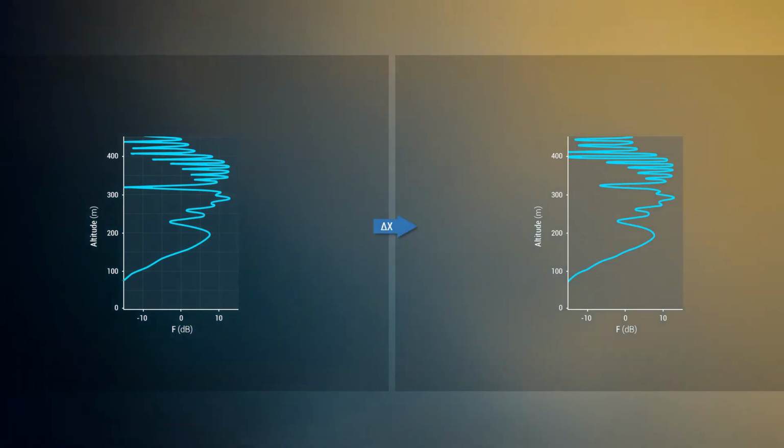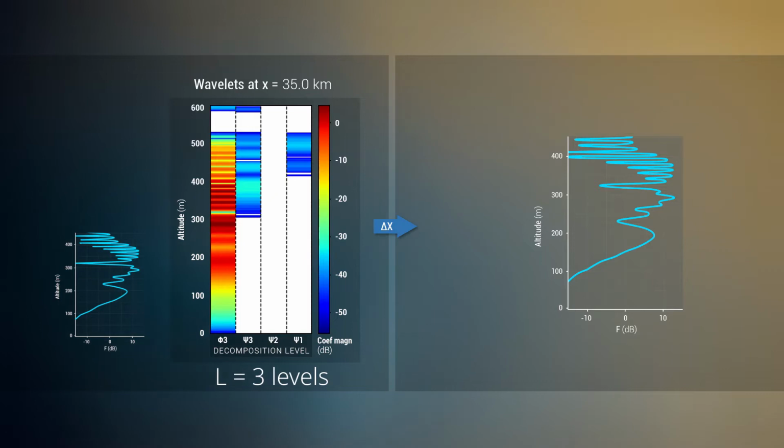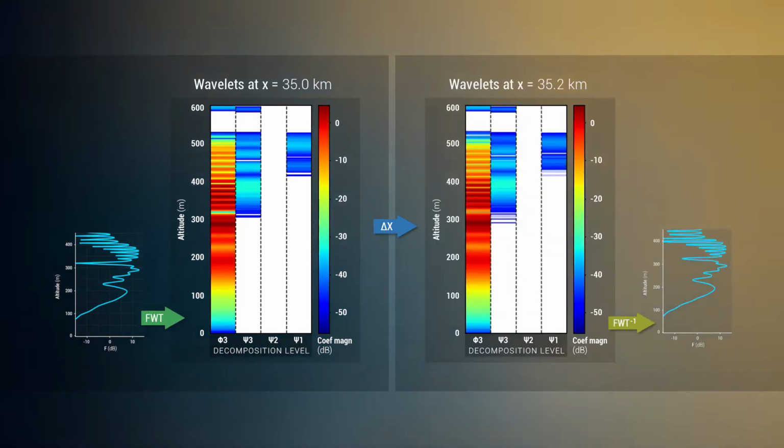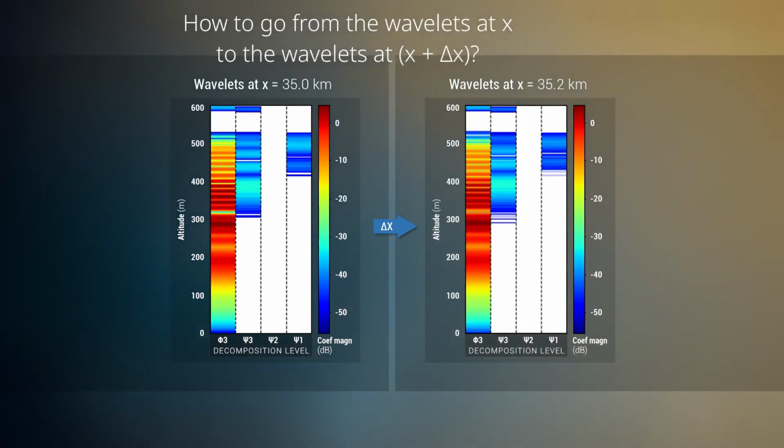To make a propagation over a step delta x, we first make a wavelet decomposition of the first field. Then we propagate this wavelet decomposition directly in the wavelet domain. After that, we perform an inverse wavelet transform to obtain the field on the right. The question is, how do we perform this wavelet propagation in free space?